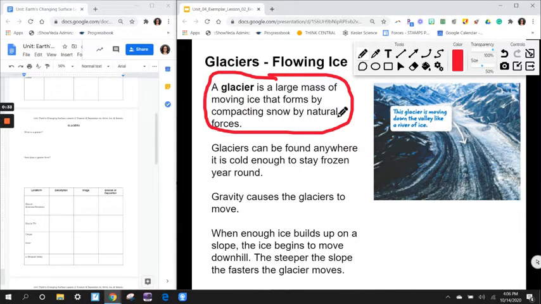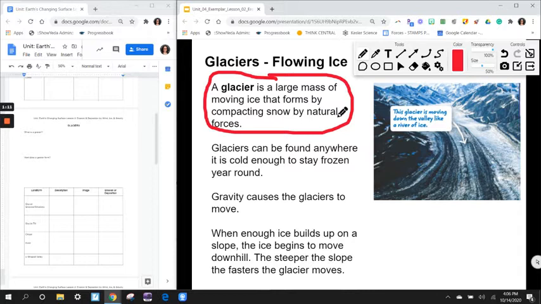Glaciers can be found anywhere where it is cold enough to stay frozen year-round. So here in Ohio, we do not have glaciers active right now because in the summertime, it gets warm enough to melt all of our snow and ice. But in regions of the world where it's cold enough that snow and ice does not melt, so that happens in high elevations in mountains, as well as close to the North and South Pole, where it is cold enough that the snow and ice does not melt every summer or every year, glaciers can form.